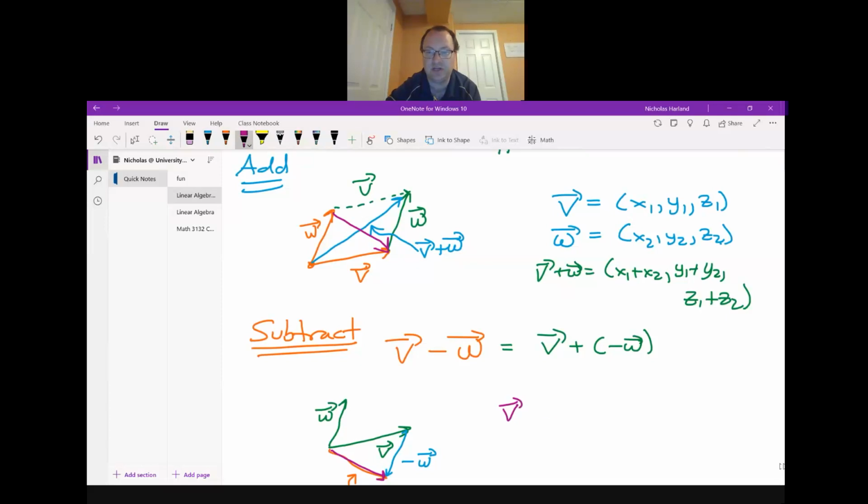For the algebra, you just subtract the components: x1 minus x2, y1 minus y2, z1 minus z2. So once again, the algebra part of it is fairly easy. The geometry of what it stands for, what it represents, may be a bit more complicated and takes a few more examples to get used to, which I'm sure will be done in class.